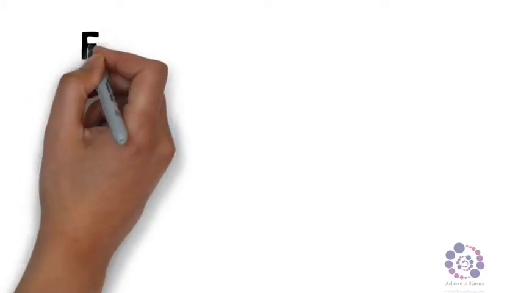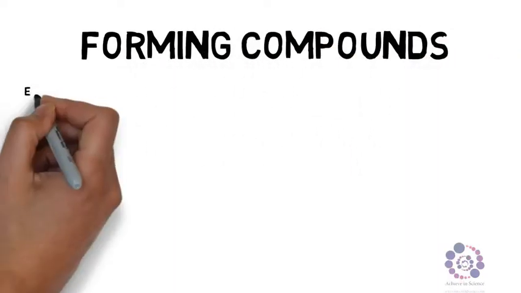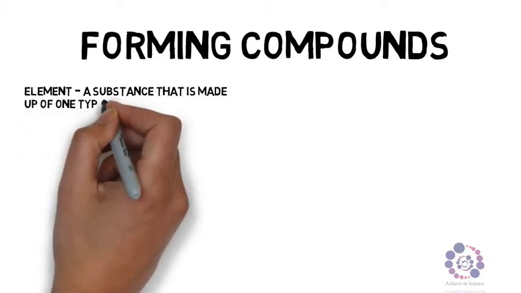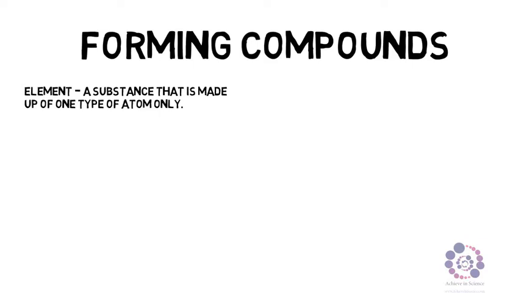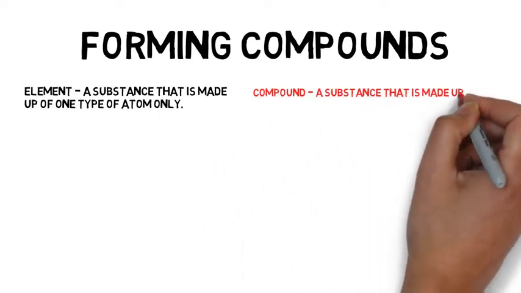First of all, we're going to look at forming compounds. Before we do so, we just need to clarify what is meant by a compound. And to do so, we need to know the term element. An element is a substance that is made up of one type of atom only, where a compound is made up of two or more elements that are chemically combined together.